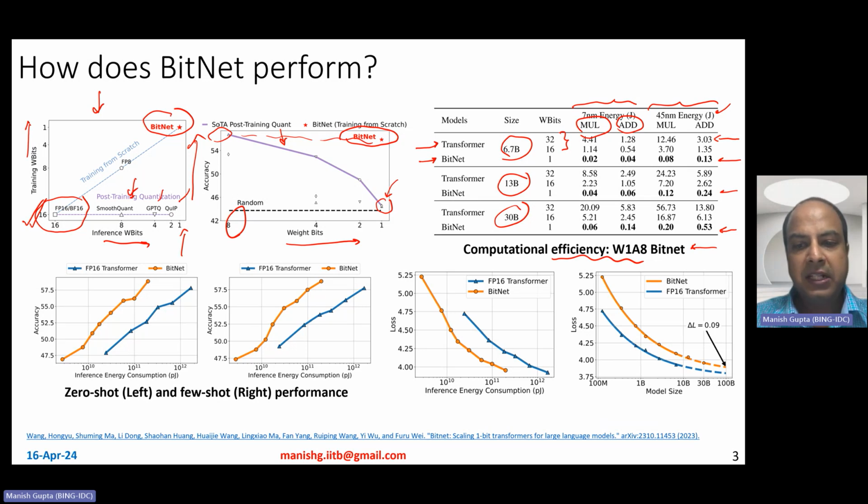Okay. Now, going into a little bit more detail, how does BitNet compare with, let's say, 16-bit transformer models in terms of zero shot or few shot performance across several benchmarks that they compared with? You can read about the benchmarks in the paper, right? So this plot basically shows you zero shot performance. This shows you few shot performance across several tasks, right? X-axis is energy consumption and y-axis is accuracy. Okay, so note that energy consumption for 16-bit transformers is way higher, significantly higher, right?